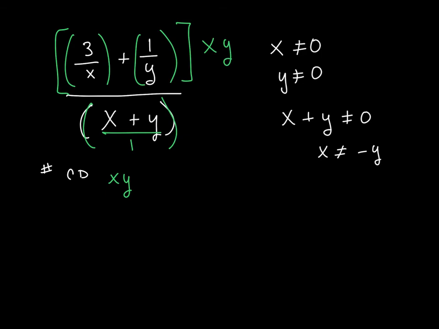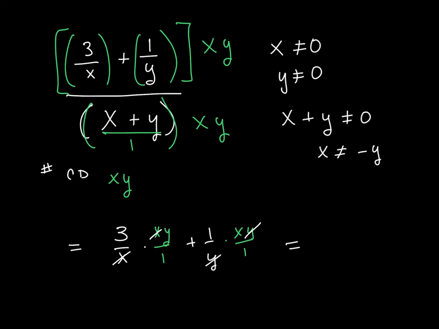So I take the entire numerator and multiply it times xy, entire denominator by xy, which gives me 3 over x, and I'm multiplying that times xy. Then I take this next term, which is 1 over y, and multiply that again by xy. Put that over 1 if you wish. Then I go ahead and x over x reduces to 1, y over y reduces to 1.